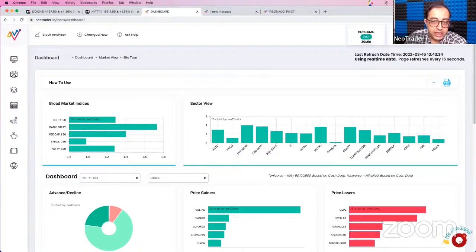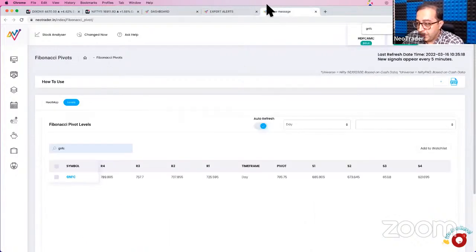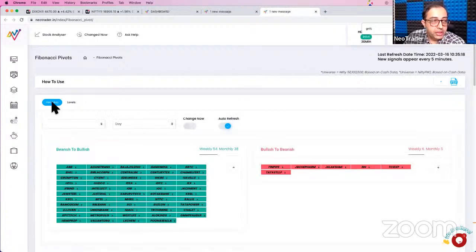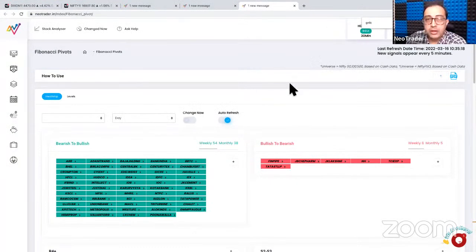So let's take a look at the top 5 gainers and find out if we are able to get some position. We just spoke about Dixon. Let's see about LIC, Coforge, and Indigo. Based on the pivot page, where is it lying? LIC. Let me go here.